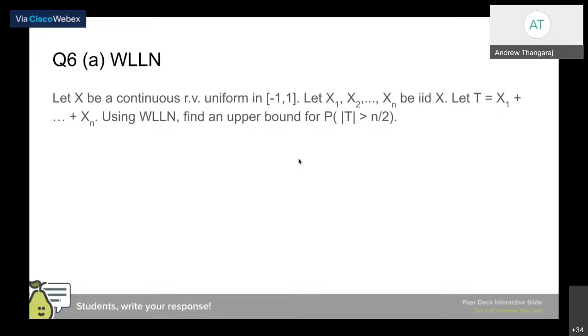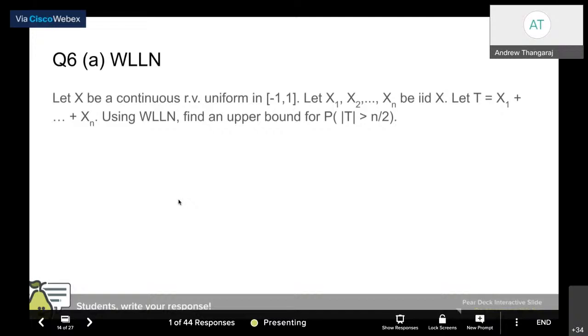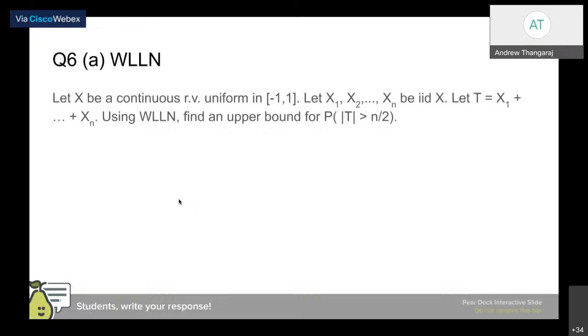And I want you to use the weak law of large numbers for it, which means I want you to use Chebyshev inequality. So it involves finding the expected value of T, the variance of T, and then plugging into the Chebyshev inequality. There's nothing more to it, which we practiced quite a bit a couple of live sessions ago. So the same thing you should do here.